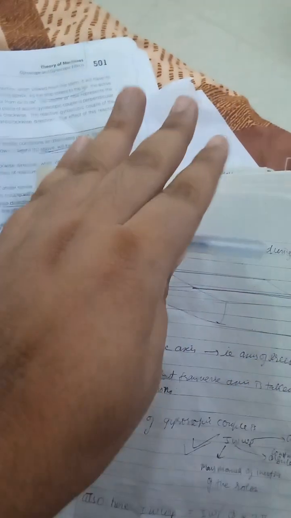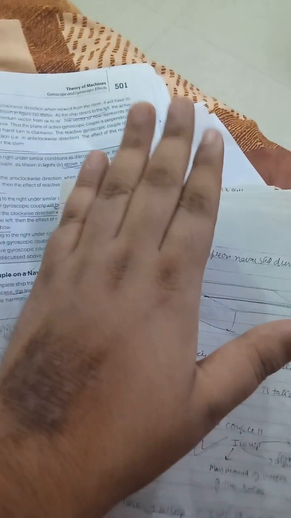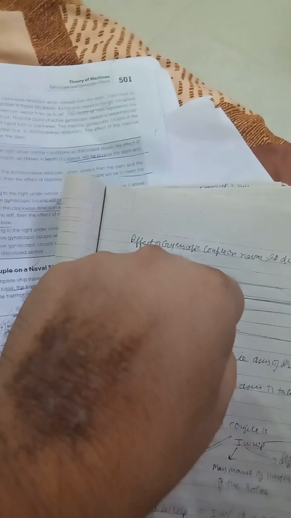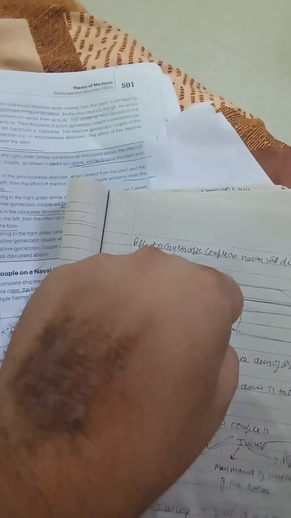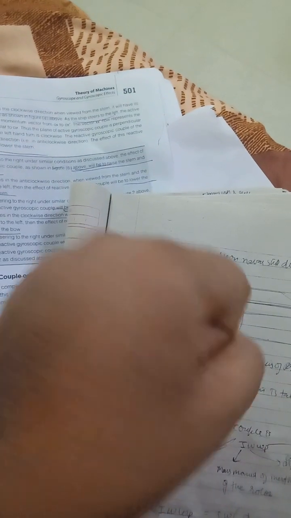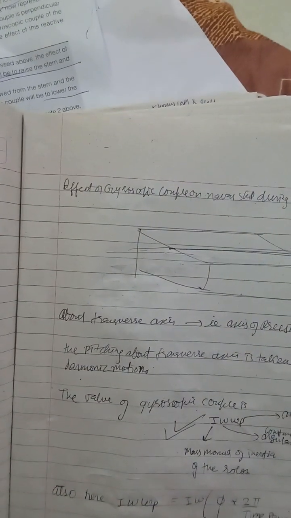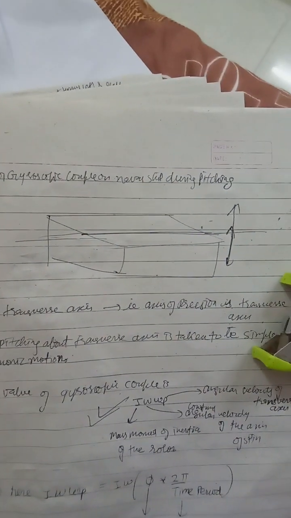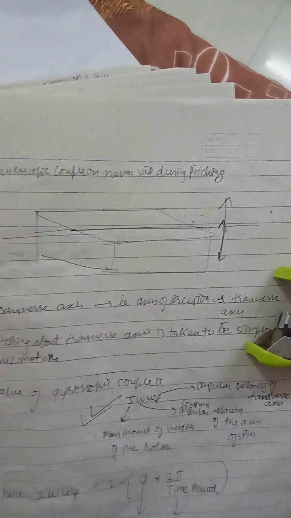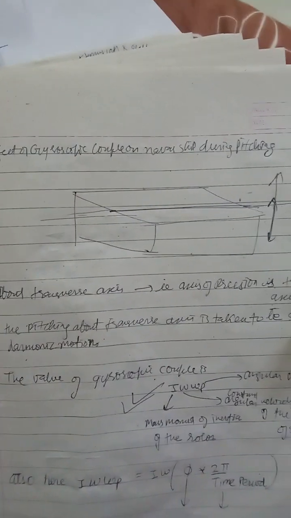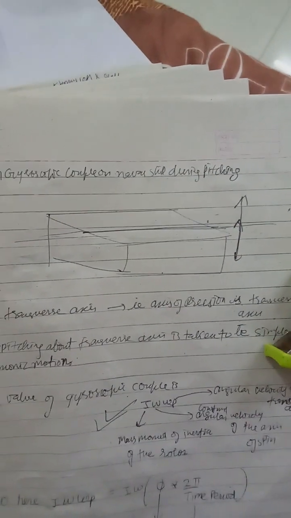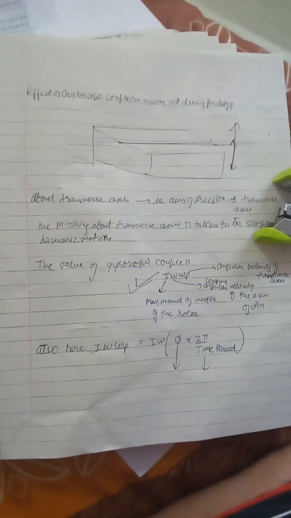And the axis about which the ship is moving is this axis. You know, it is the transverse axis. So the transverse axis is called the axis of precession. The pitching about the transverse axis is taken to be simple harmonic. So this up and down motion is taken to be simple harmonic, SHM, to simplify the equations.